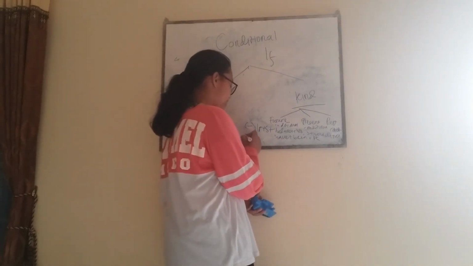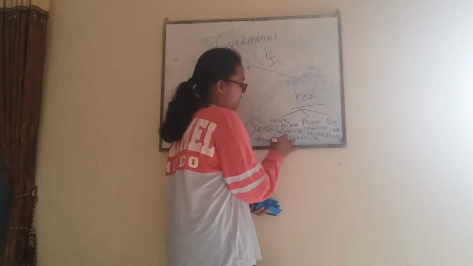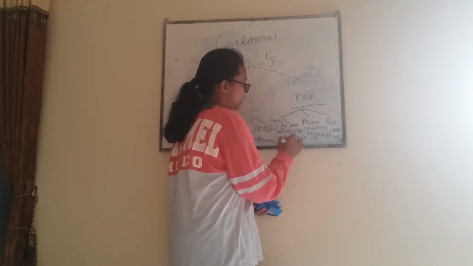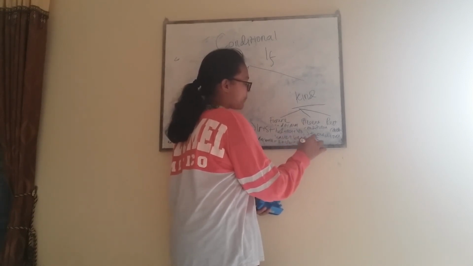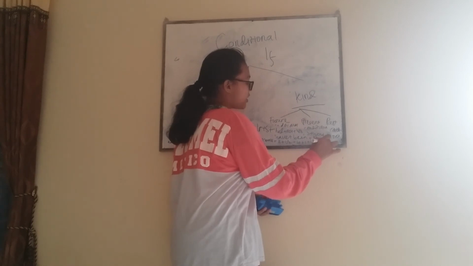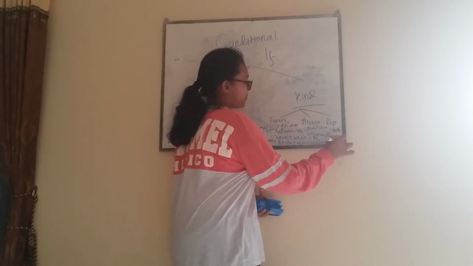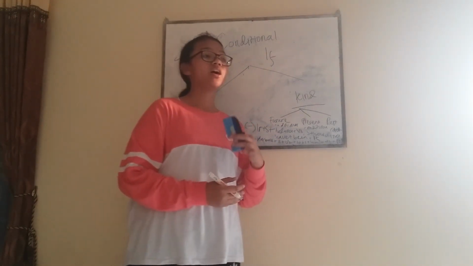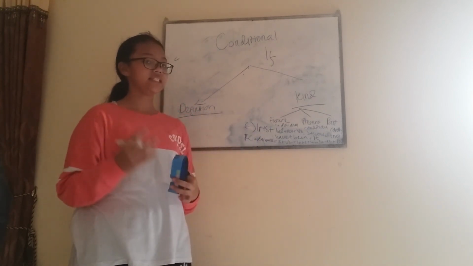And the real condition pattern is because plus subject plus verb 2 plus so plus subject plus was or were plus predicate complement. For example, because I went to America, so I was happy yesterday.